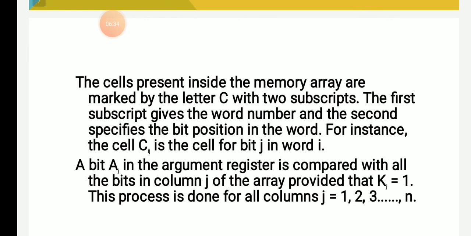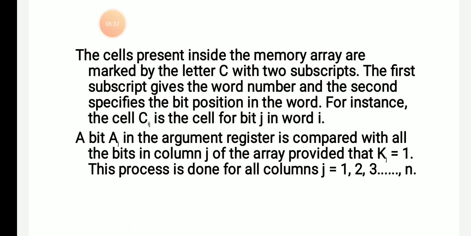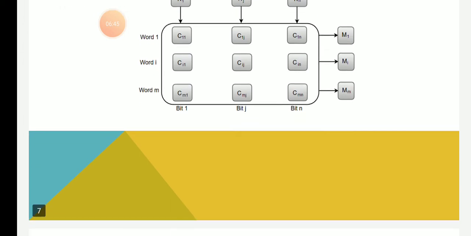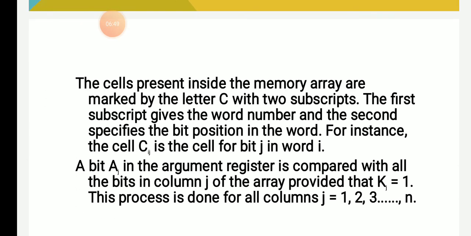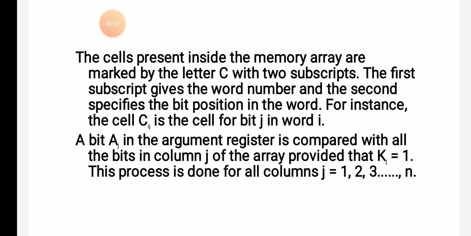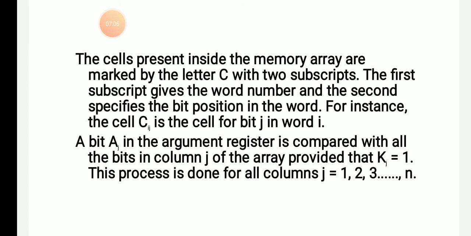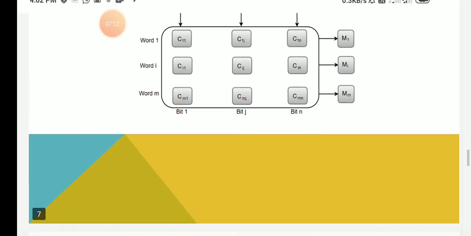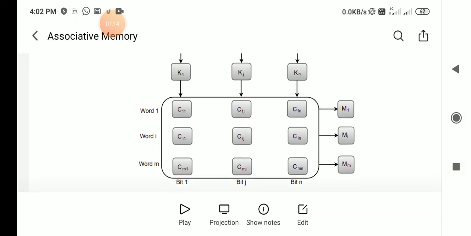Okay, so we will discuss briefly. The cells present inside the memory array are marked by the letter C with two subscripts. The first subscript gives the word number and the second specifies the bit position in the word. For instance, the cell Cij is the cell for bit j in word i. That is Cij. A bit Aj in the argument register.